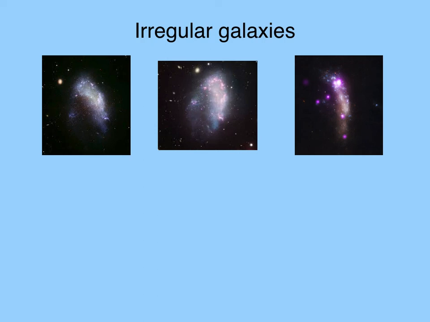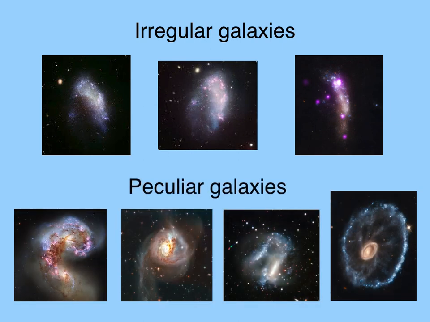Apart from spirals and ellipticals, there are irregular galaxies. So obviously these are galaxies which are neither spirals nor ellipticals in shape. And there are some peculiar galaxies. The first two examples here are merger systems where two galaxies collided. They were initially probably spiral galaxies and they collided and formed some weird structure. Even the third galaxy is a merger remnant.